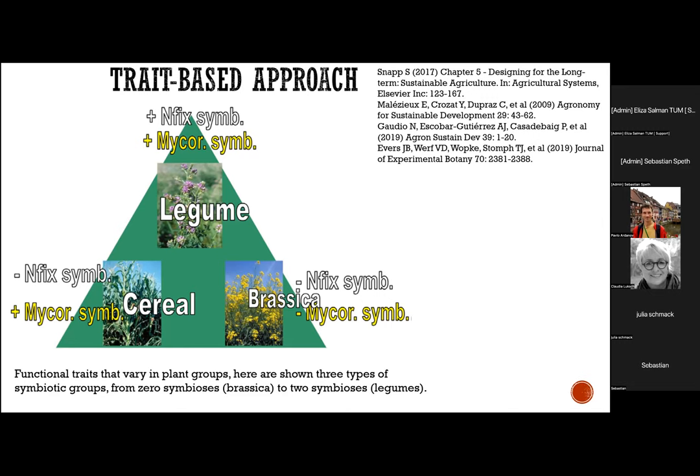But often in rotation or as cover crops, the brassicaceae crops are used specifically for controlling pests and diseases because of their rich secondary metabolites.